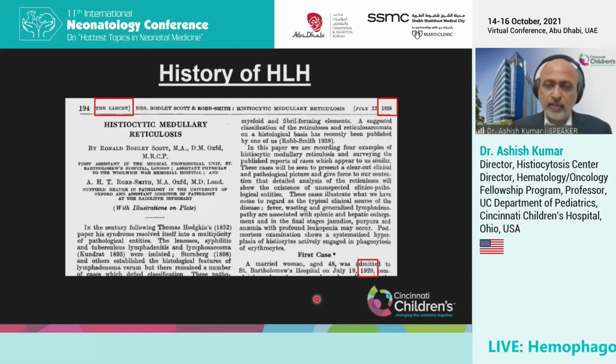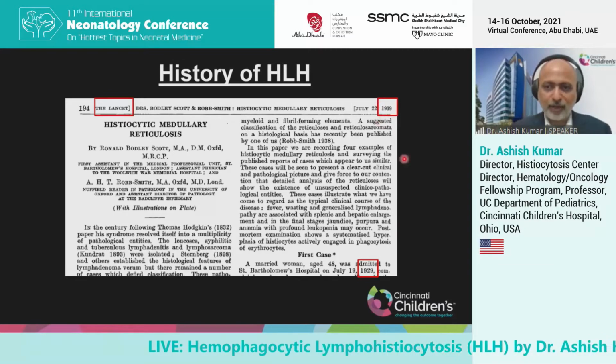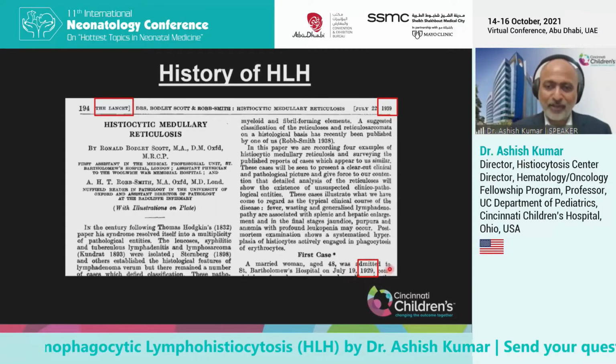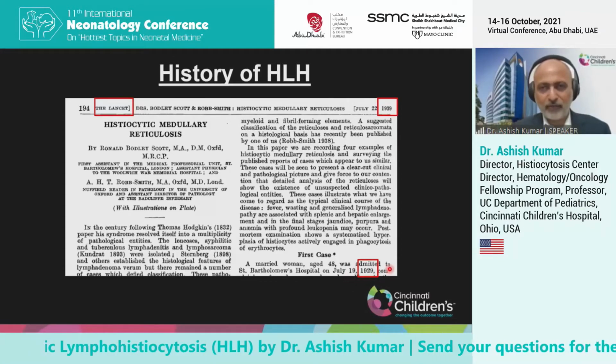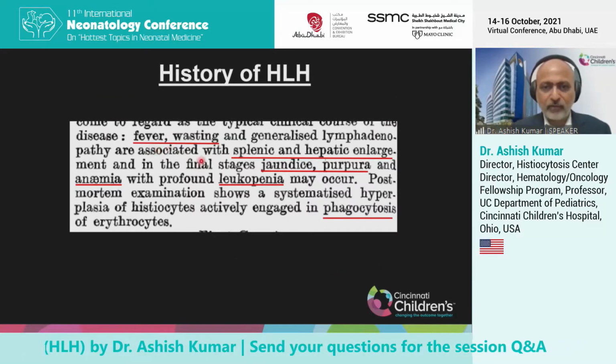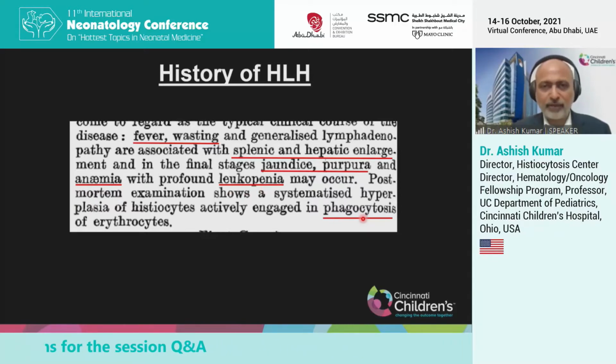This is not a new disease. It has been known for a while. It was first described in the journal Lancet. The paper was published in 1939, but the patient described was originally seen in 1929, so it's almost 100 years ago now. This patient was described as having fever, wasting, splenic and hepatic enlargement, jaundice, purpura, anemia, leukopenia, and then phagocytosis. So these are the same clinical manifestations that we now recognize in this disease.